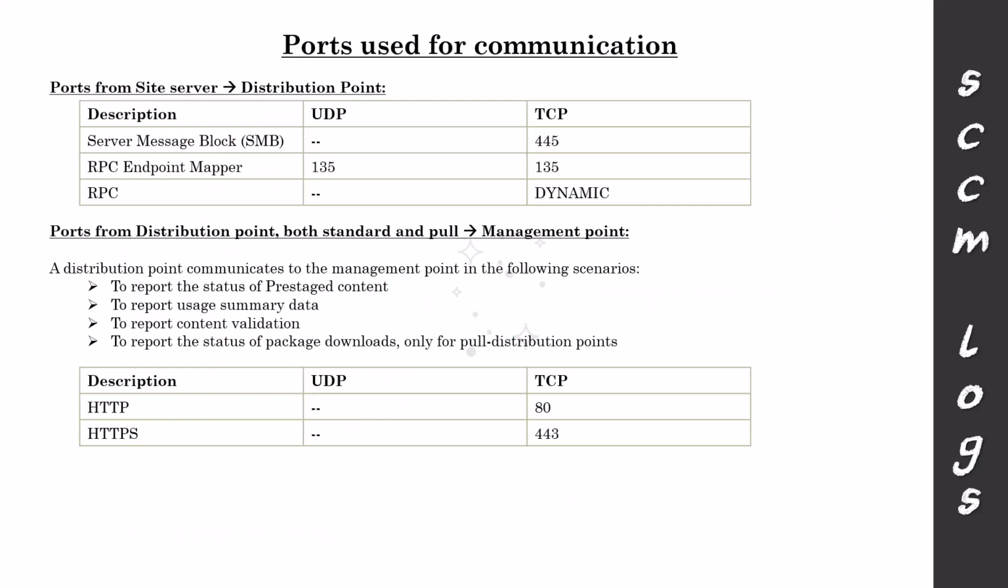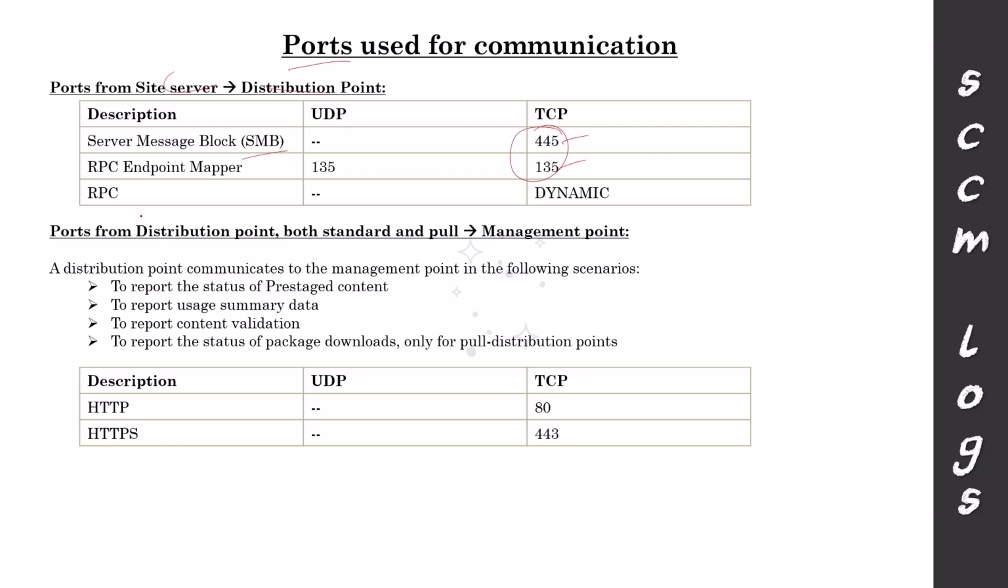And also we have some other things, like ports. What are the ports used for the communication? From the site server to the distribution point, we have SMB 445 and TCP 135 as the RPC. So we need to check whether these two ports are available and open on the DP or not.